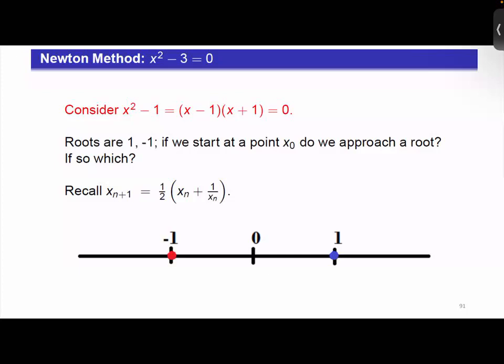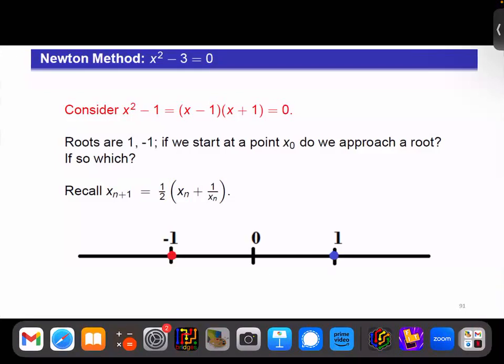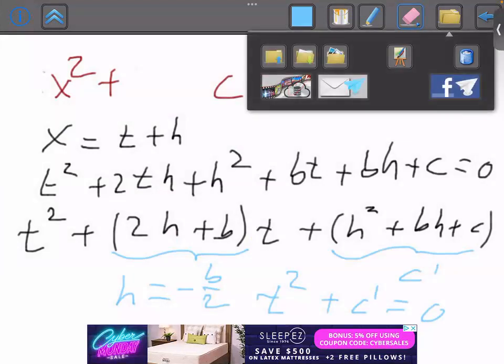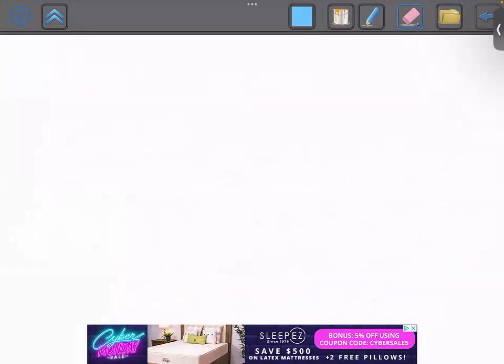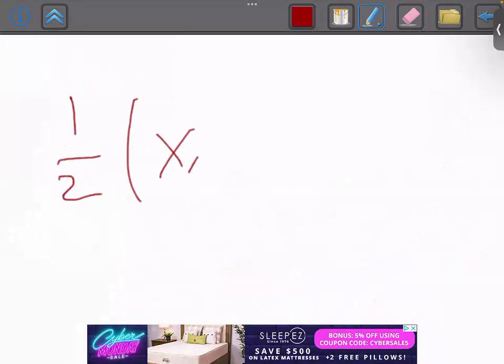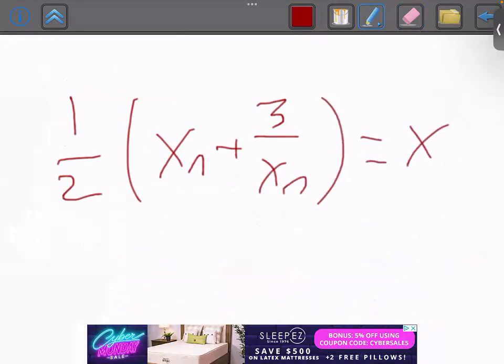If you think about this, this is reasonable. So let's say we're trying to calculate the square root of 3. I'm claiming that the formula should be xn plus 1 equals 1/2 times (xn plus 3 over xn). That will be my next value.